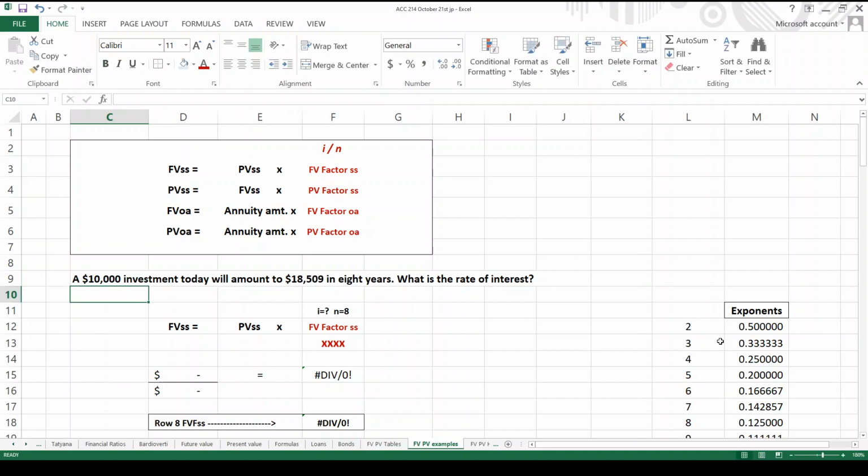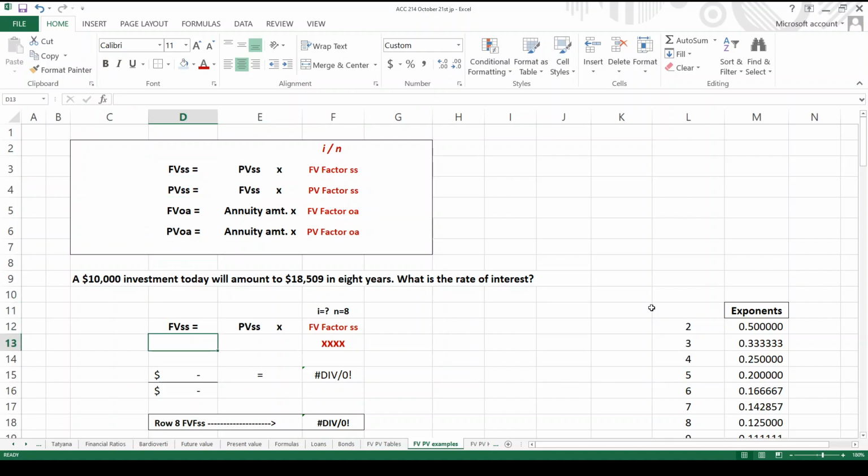Okay, here's the deal. We're going to put $10,000 in the bank today. What's it going to be? And it's going to amount to $18,509 in 8 years. What rate of interest are we earning? Okay. So we could use one of two of these formulas. This one here we'll start with. What's the future value of the single sum? That's the amount 8 years from now.